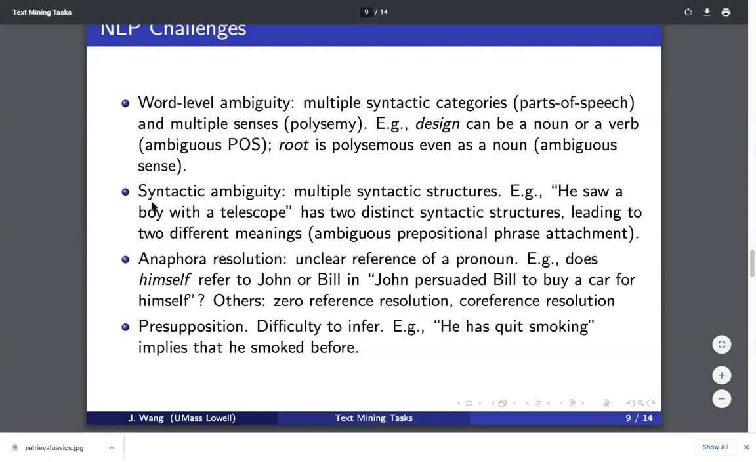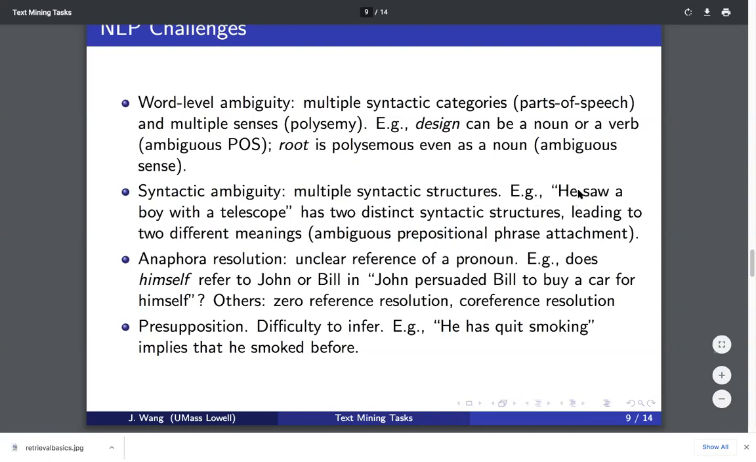The second is called syntactic ambiguity. We know natural language is inherently ambiguous in the sense that it has multiple syntactic structures. In other words, you don't have a unique parsing. This is different from computer language. Computer language is deterministic, with context-free grammar. That means each sentence has only one syntactic structure, so that you can build a compiler to interpret what that sentence means. However, for natural language, it's not doable.